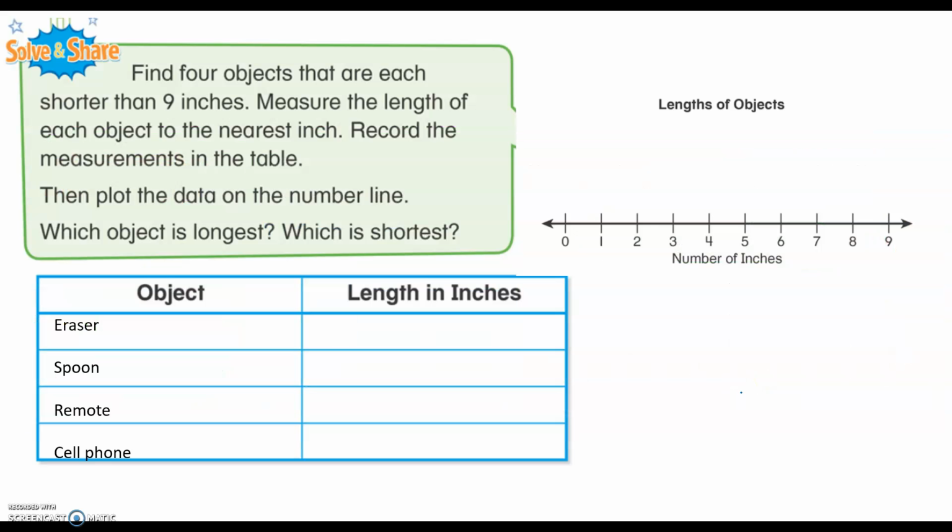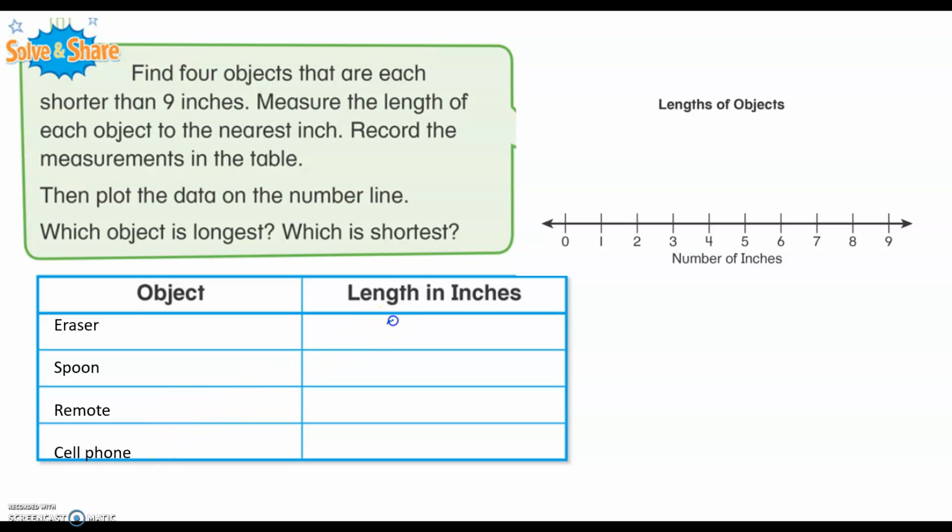Let's look at the solve and share from today. So it says find 4 objects that are shorter than 9 inches, measure the length of each object to the nearest inch, record the measurements in the table, then plot the data on the number line. Which object is longest, which is shortest? So I chose some objects from around my house. I have an eraser, spoon, remote, and cell phone.